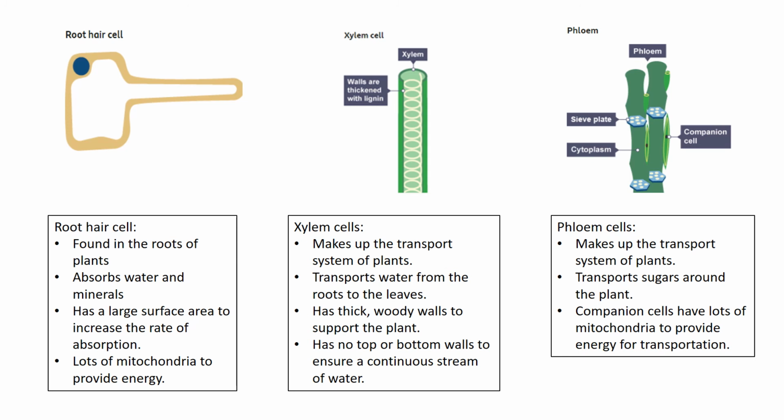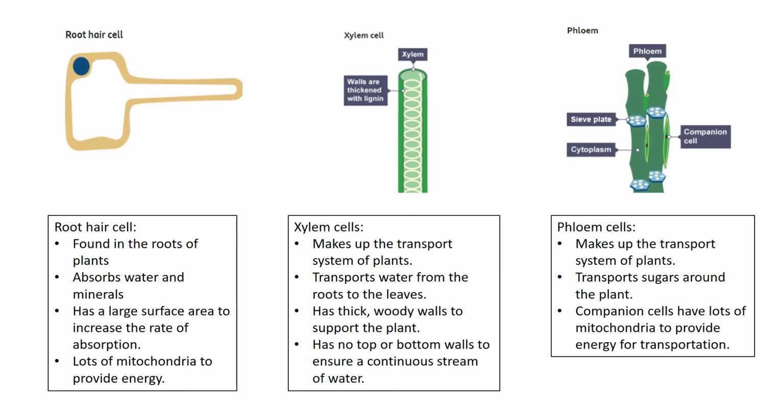Our third and final specialized cell in plants is the phloem cell. Again, this is another part of the vascular system, or the transport system, but instead of transporting water, it transports sugars around the plant. Now, the sugars are made in the leaf during photosynthesis. They can be sent anywhere in the plant, so a lot of plants store sugars in the roots. Think of things like root vegetables, carrots, beetroot, etc. They taste slightly sweet. That's because they're stored full of sugar.